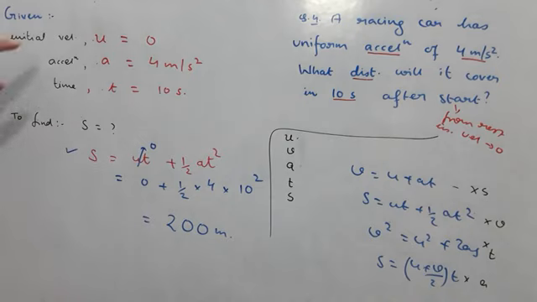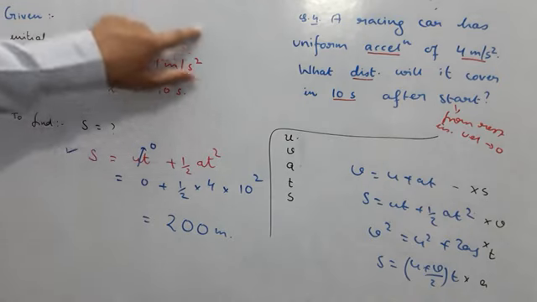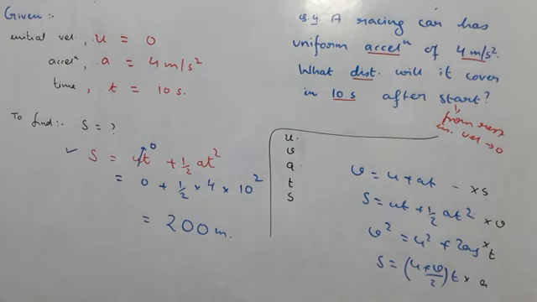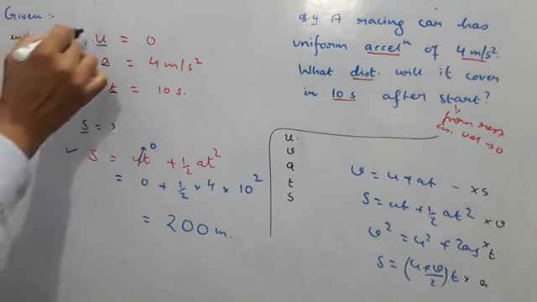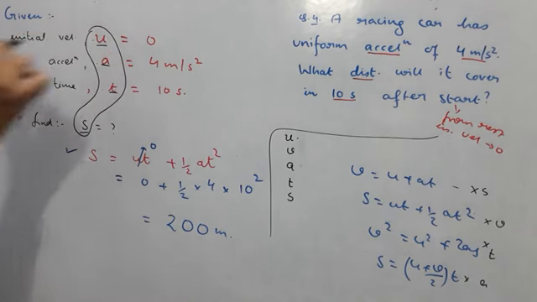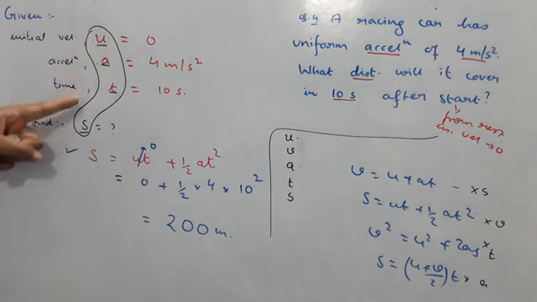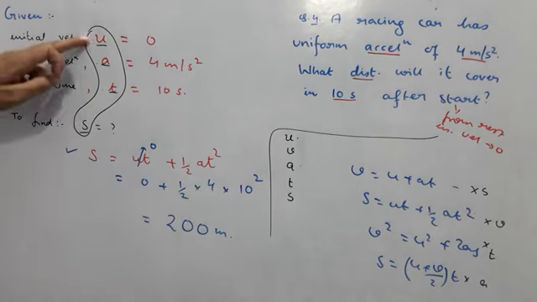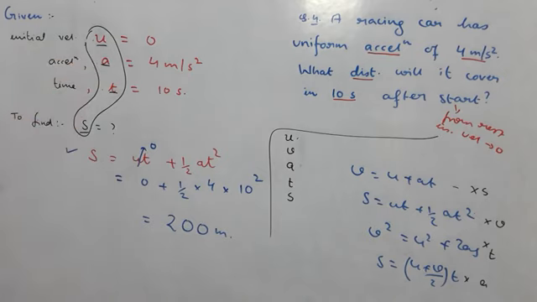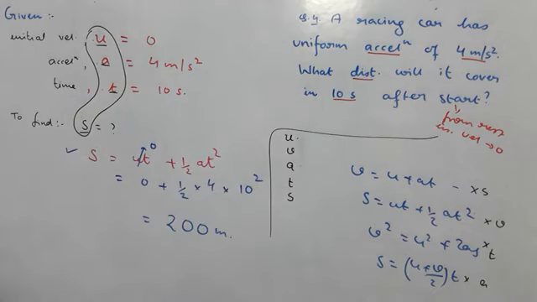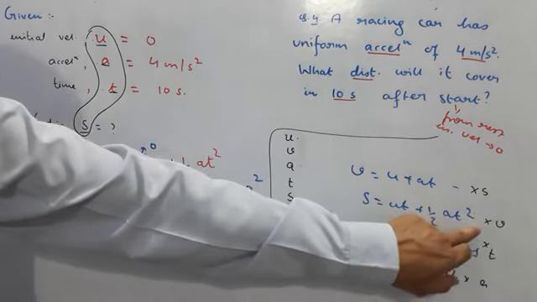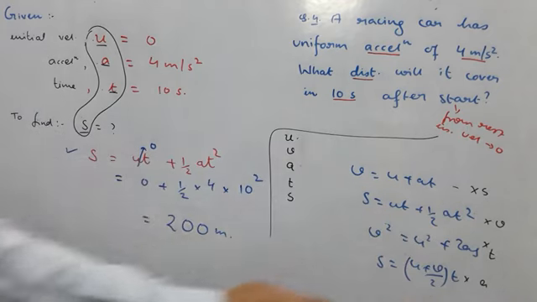Now you think, in a given question, what is given and what you have to find. You are given U, A, T and you have to find S. So you have to find a relation between these 4 quantities: U, A, T, S. What is missing, students, here? There are 5 parameters. U is there, A is there, T is there, S is there. What is not present? V is not present. Out of these, in which equation is V not present? V is not present in this particular equation. That's why we have used S is equal to UT plus half AT square.